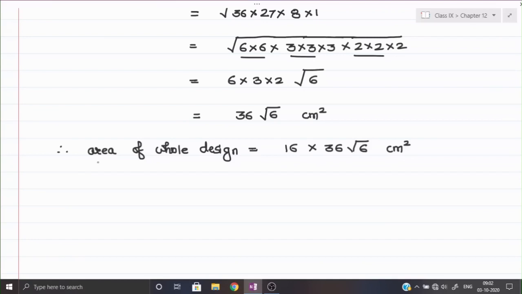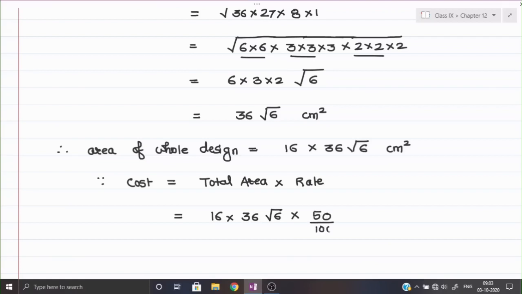Okay, so I have told you whatever the area will come, that I will multiply into the rate. So we have a formula, cost is equal to total area multiplied by rate, or we can say rate per centimeter square. Okay, so total area we got here 16 into 36 under root of 6, and rate what we have given here 50 paise. So 50 paise, if I convert into rupees, I will divide by 100. Okay, whenever you are converting paise into rupees, you need to divide by 100.